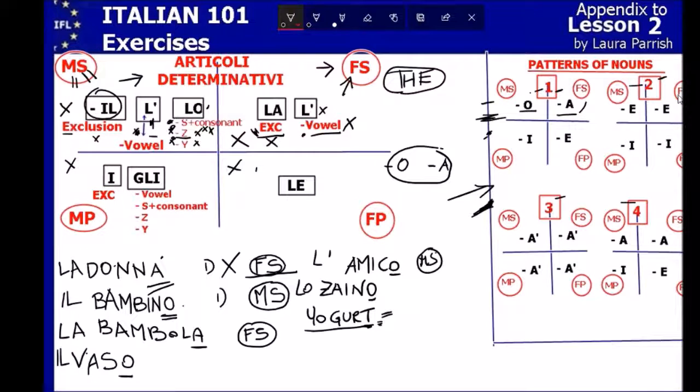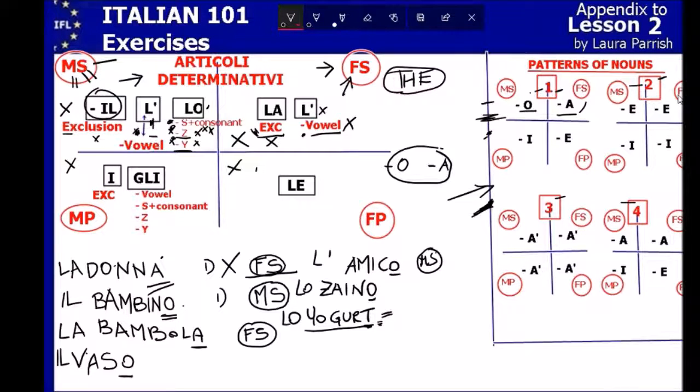So yogurt, you know, is masculine singular, so you go here. And in the plural, they don't change. Any word that ends with a consonant in Italian is always masculine and it doesn't change in the plural. It is yogurt in the singular, and yogurt in the plural. So you go here, it starts with a Y, so the right article is lo yogurt.